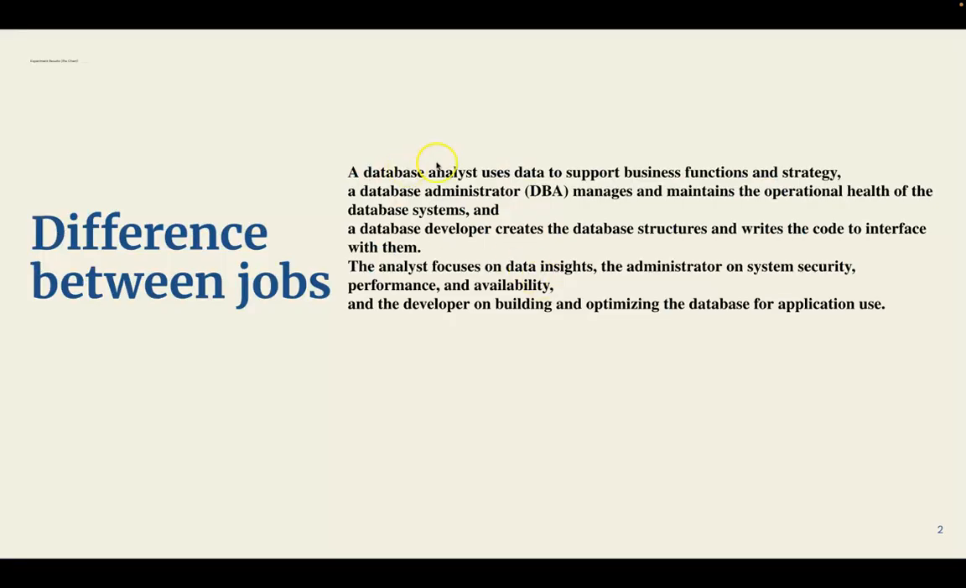This is working in database systems. The difference between jobs is a database analyst uses data to support business functions and strategy, while a database administrator, a DBA, manages and maintains the operational health of the database systems, and a database developer creates the database structures and writes the code to interface with them. The analyst focuses on data insights, the administrator on system security, performance, and availability, and the developer on building and optimizing the database for the application use.